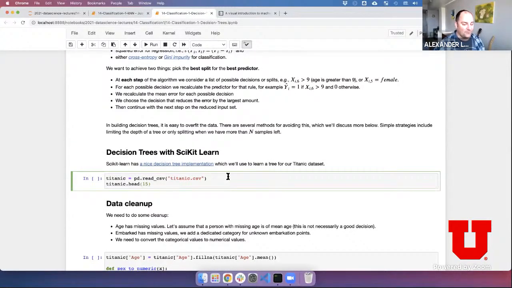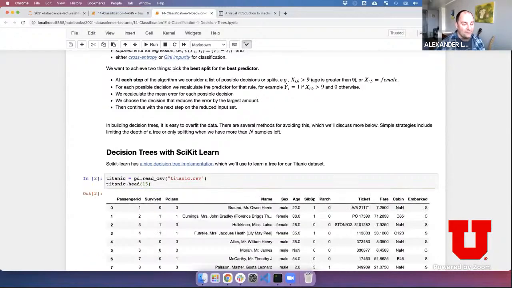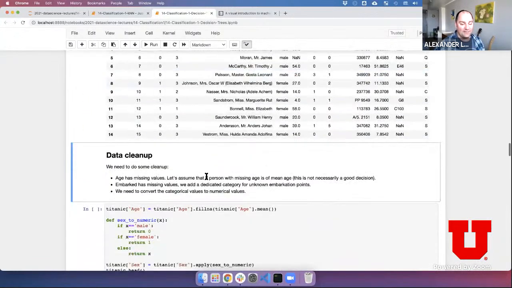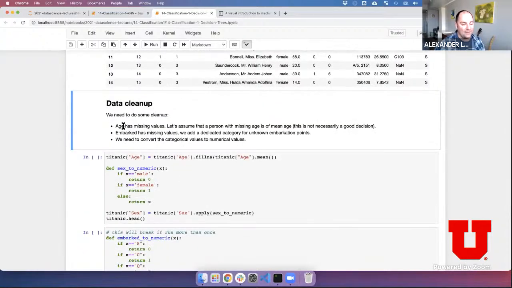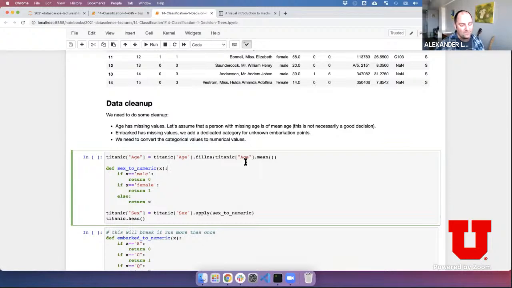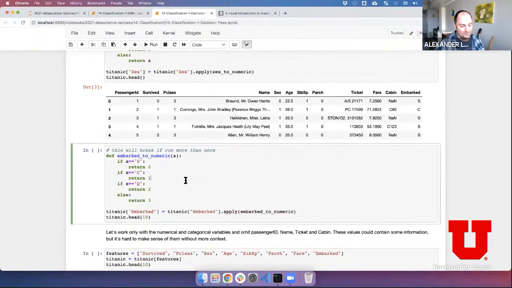So let's talk about how we do decision trees with scikit-learn. I'm reading the Titanic dataset here again, and I'm doing some data cleanup. Age has some missing values. I'm assuming here that the person with missing age is of mean age, which might not necessarily be a good decision. Embarkation point has missing values, so we will just add a dedicated category for unknown embarkation points. And then we need to convert the categorical variables to numerical values because scikit-learn requires these to be numerical dimensions. This is what we're doing here.